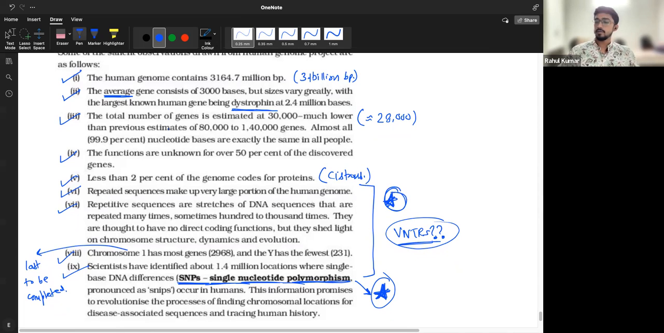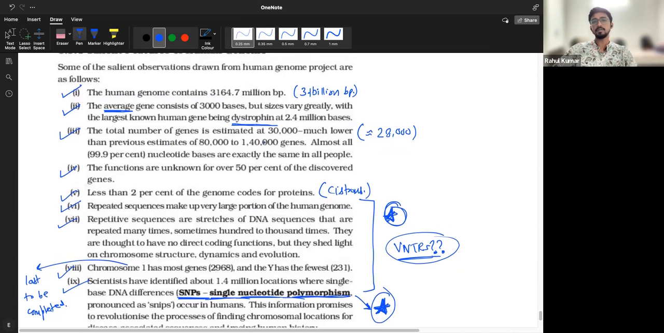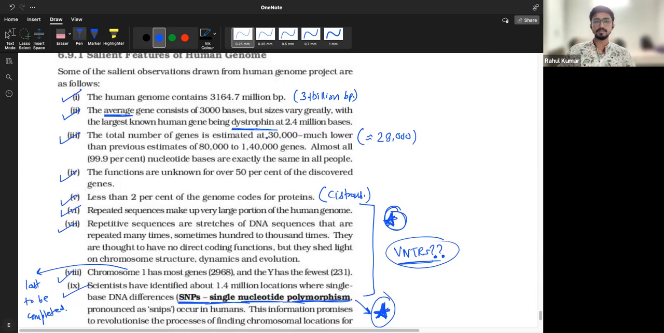Yes, and because we are talking about the Y chromosome, something that I just remembered. The largest human gene in terms of the length of base pairs is human dystrophin, which is 2.4 million bases. Do you know which is the smallest human gene? That will also help you.